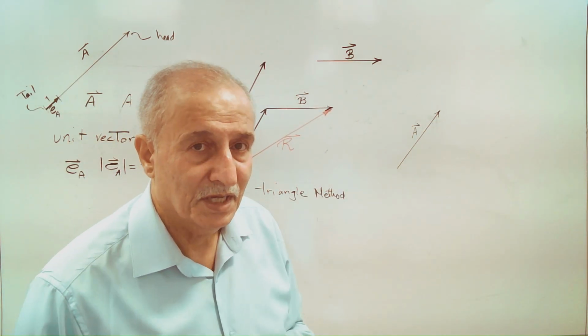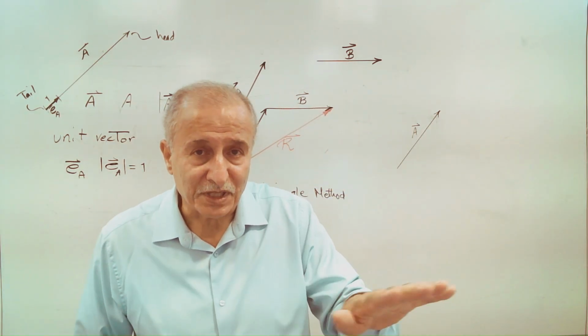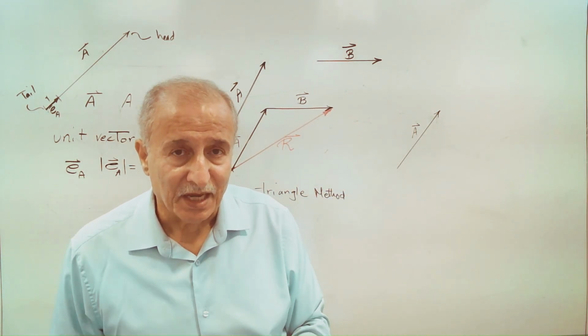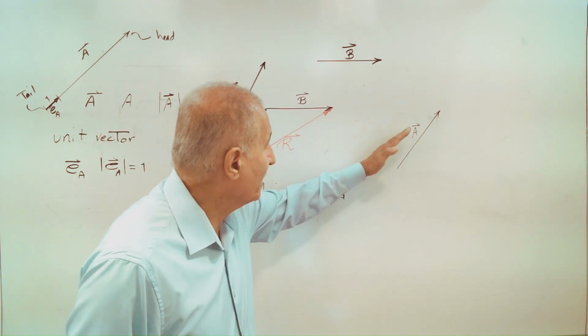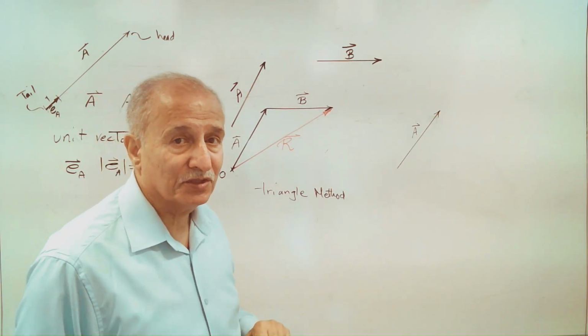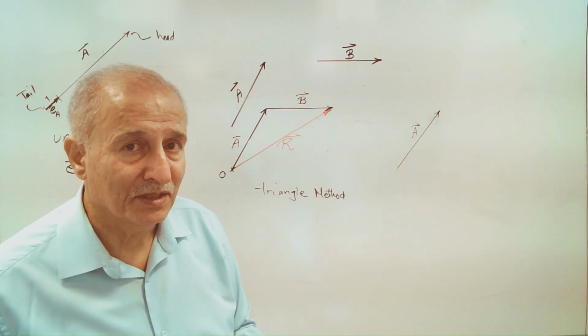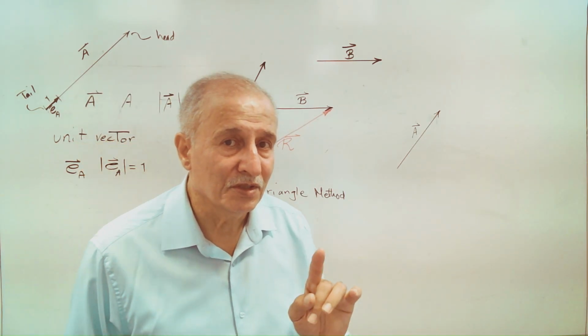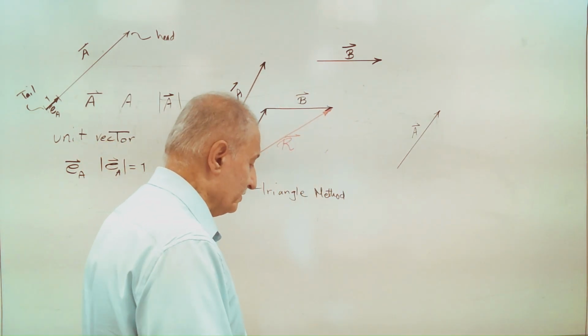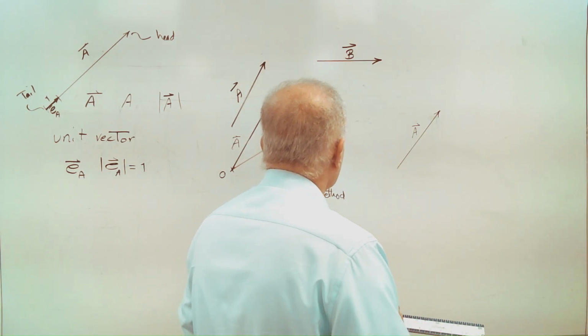A free vector is a vector that you can move in its plane, and its line of action is always parallel to the original line of action, no matter where it is. It can move everywhere with one condition only, that it is parallel to the original configuration. We call it a free vector.